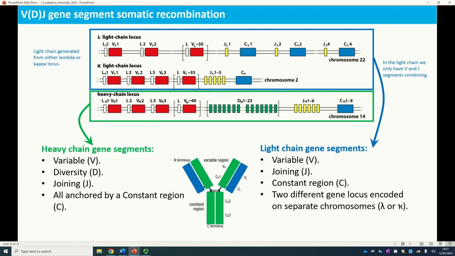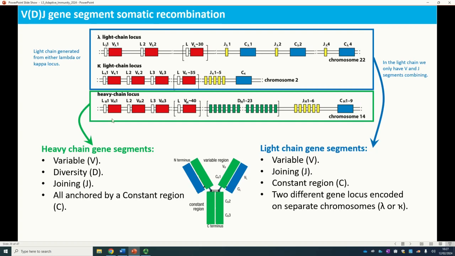So this is VDJ recombination. We're looking here at the locus for the light chain and the heavy chain. The light chain locus is highlighted in blue. You'll see that we've got two light chain loci, the lambda and the kappa, located on chromosome 22 and chromosome 2. And the heavy chain locus is located on chromosome 14. For the light chain locus, we have V segments, J segments, and a constant region as well.